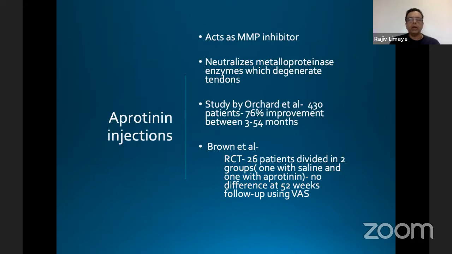The use of aprotinin is somewhat getting popular these days. It acts as an MMP inhibitor, or it neutralizes the metalloproteinase enzyme, which is supposed to be the cause of the degeneration of the tendon. There have been a couple of studies which described the outcomes in about 400 patients, in a study by Orchard, which says 76% improvement up to 54 months. But there's been a recent RCT published by Brown, with 26 patients divided into two groups, one with saline, one with aprotinin, which found no significant difference at 52 weeks. So it makes you think again.